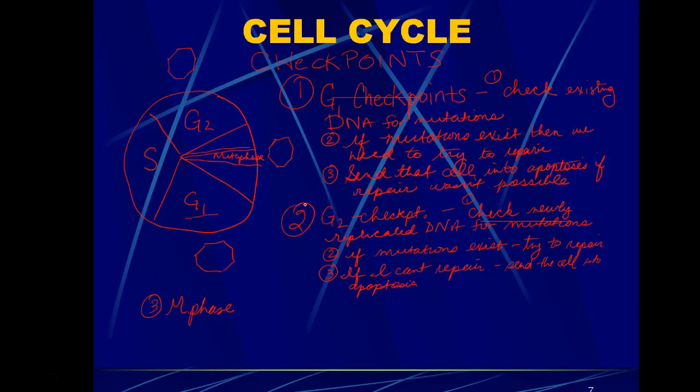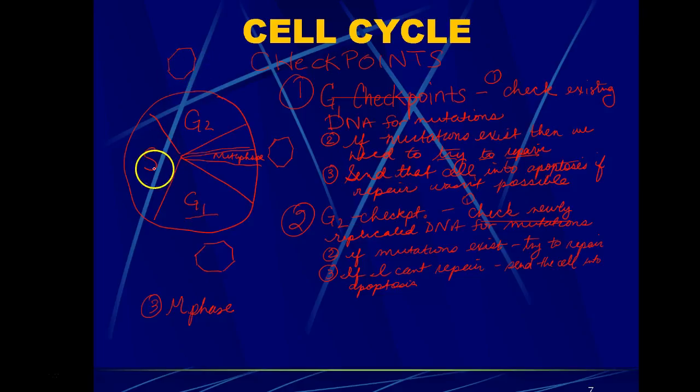So everything that you've drank, smoked, any radiation that you've been exposed to, whether it was sun or going to a facility for an x-ray, etc. So it says it's going to check the DNA to make sure there are no mutations. But if there are mutations, the first thing that we need to do is try to repair it. So we're going to try to repair. If we cannot repair that DNA, then the next thing that we want to do is to send that cell into apoptosis if the repairs were not possible. Okay, then we go into checkpoint number 2.